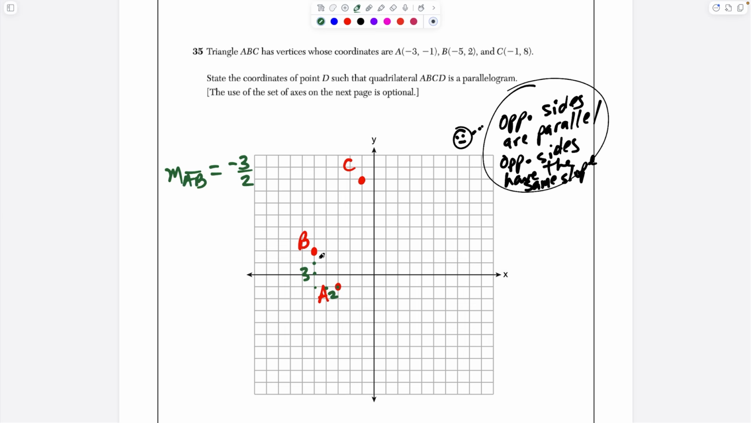It's not +3 over 2 because this segment here is dropping. If I were to connect these, notice this is a dropping line segment. It's not going up, so the slope should be negative.